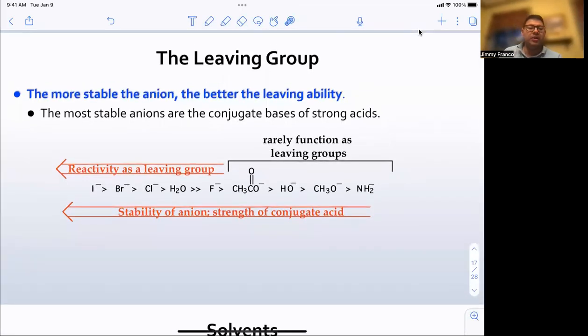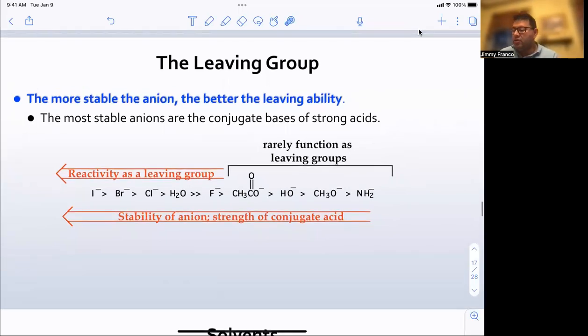Just a couple more things, then we can do some practice problems. So leaving groups tend to be related to acids and bases, right? The more stable that anion is, so remember when we talked about bases, the more stable that anion was, the better acid it was, right? It was that conjugate base, whatever the anion looked like once it gave up that proton. Same thing here. Iodine is a really strong acid, right? When it's HI. Hydroiodic acid, hydrobromic acid. The stronger the acid, the better the leaving group, right?